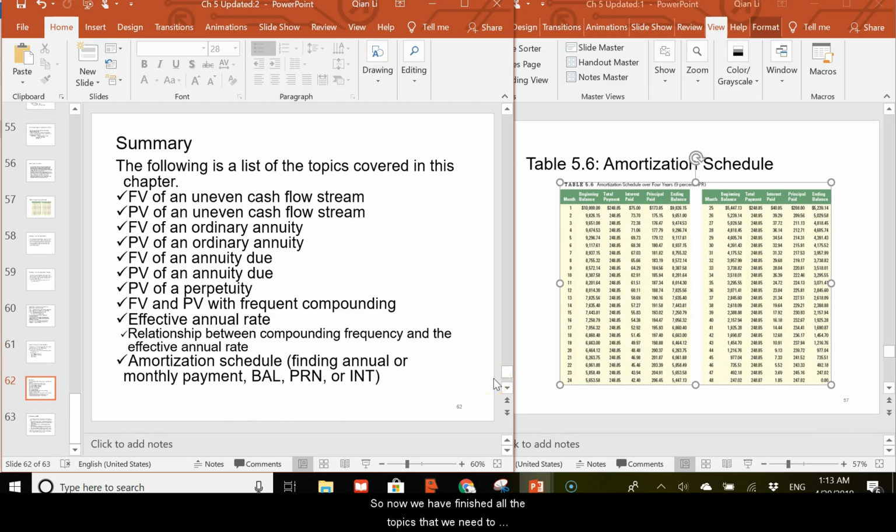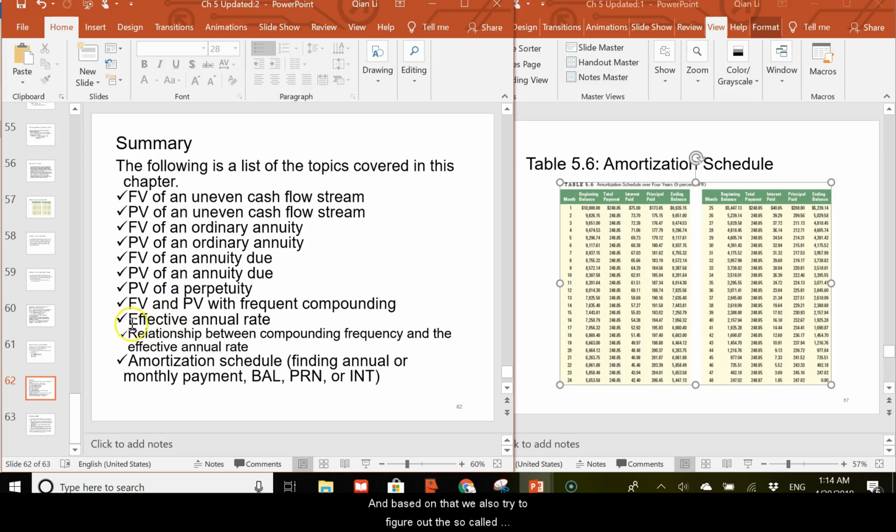So now we have finished all the topics that we need to cover in Chapter 5. Apparently, Chapter 5 is a long chapter with a lot of stuff and a lot of calculations. We have talked about the present value and future value of uneven cash flows, present value and future value of ordinary annuities and annuity dues. We also talked about the present value of a perpetuity, which is a special kind of annuity. And we also talked about the future value and present value with frequent compounding, which means compounding more than once a year.